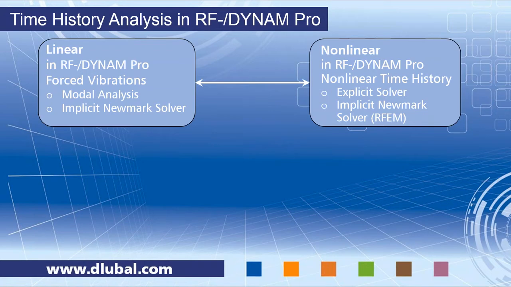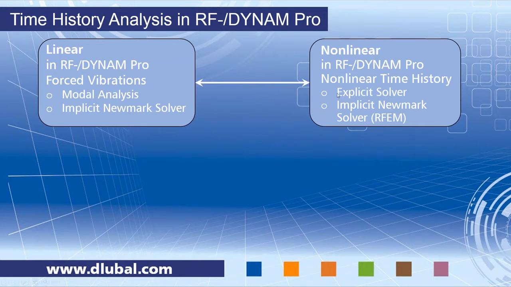The linear analysis is a first order analysis, so it considers the small deformation theory. And we have two solvers available, the modal analysis and the implicit Newmark solver, but I go a bit more in detail and explain the solvers in the upcoming slides. The nonlinear time history analysis is in RFEM a large deformation analysis. In RSTAB, you have both types of analysis available. You can apply the theory of small or large deformations. All nonlinearities that are defined in the model are considered also in the time history analysis.